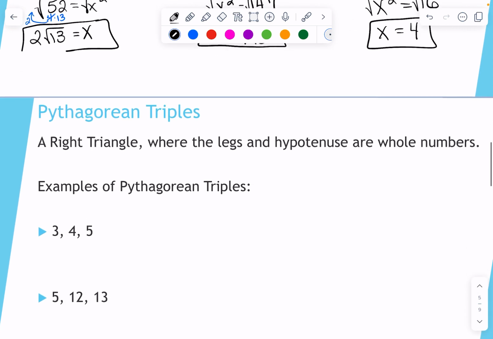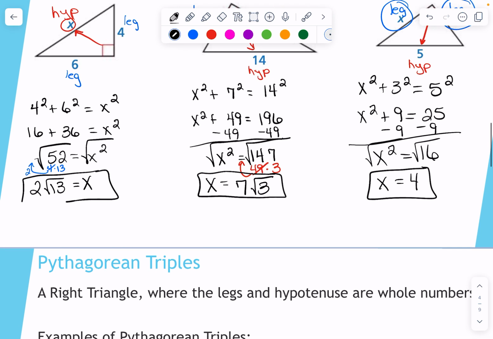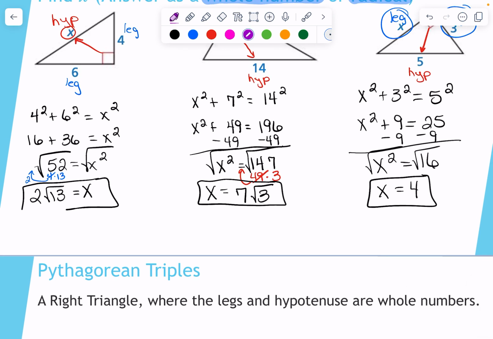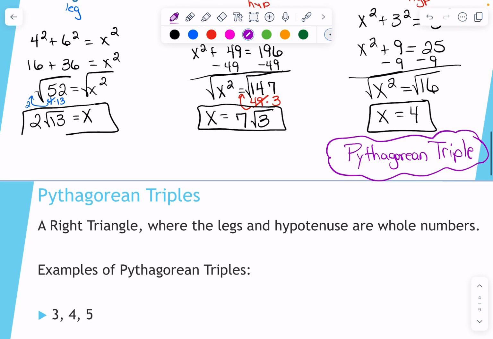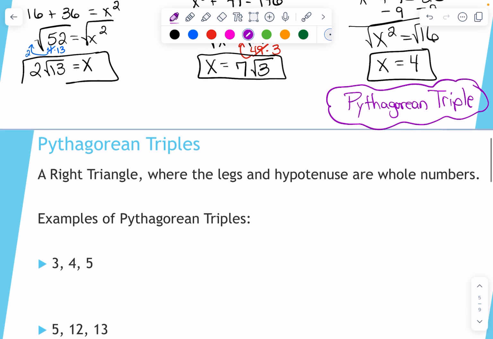Now, that leads us to this last one we just found, which is what we call a Pythagorean triple. I bring that up because Pythagorean triples show up, and if you memorize a few of them, you will start to spot them. They are also very common on standardized testing situations, so it helps you solve the problem a little quicker.